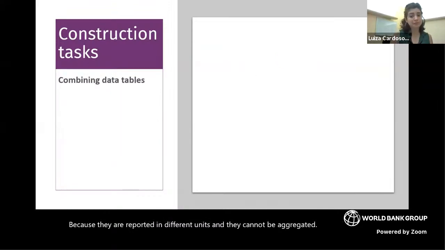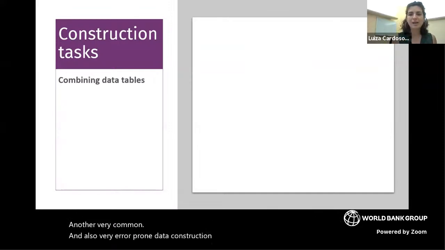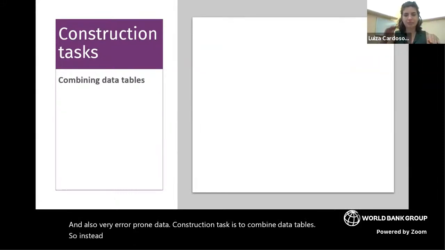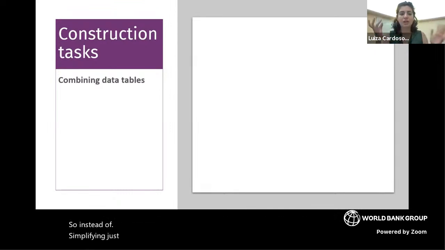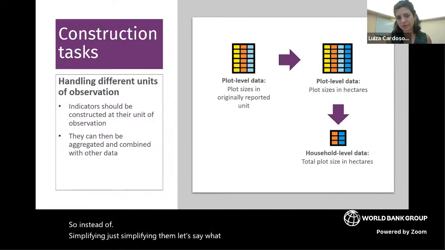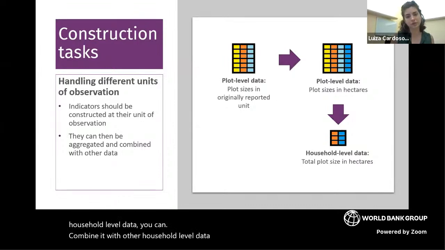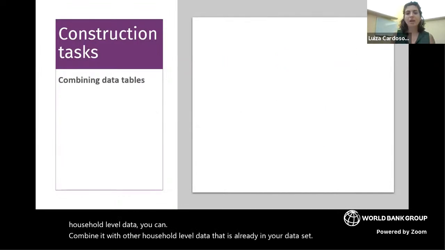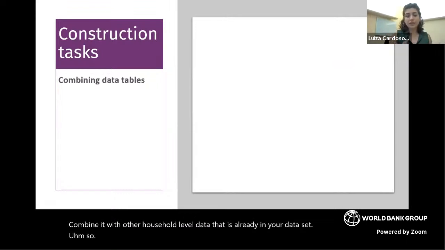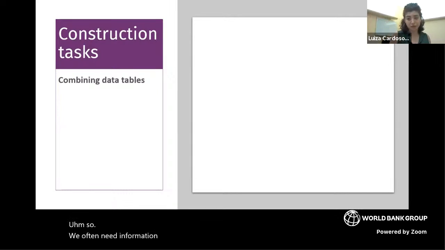Another very common and also very error-prone data construction task is to combine data tables. So instead of just simplifying them, let's say what you did here, now that you have this household level data, you can combine it with other household level data that is already in your data set. We often need information that was originally acquired at different units of observation or over different points in time.